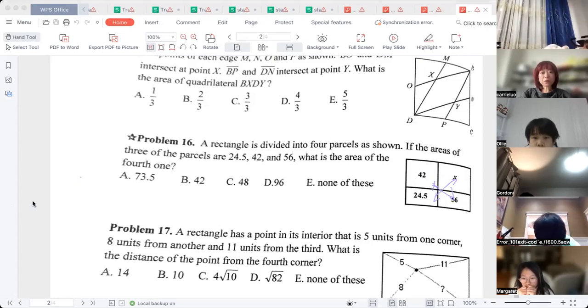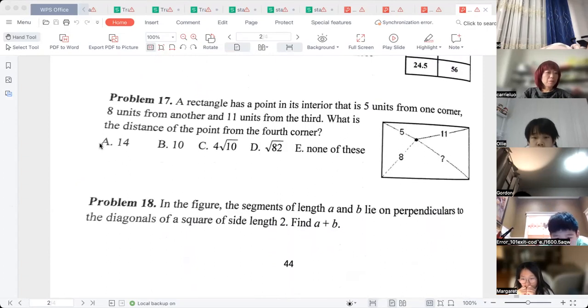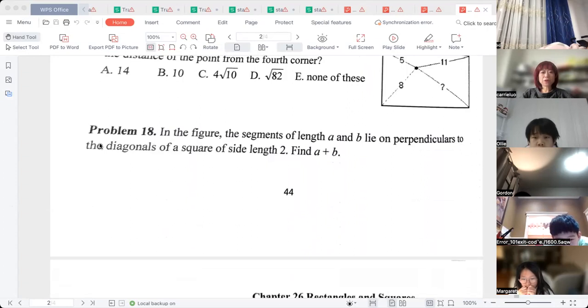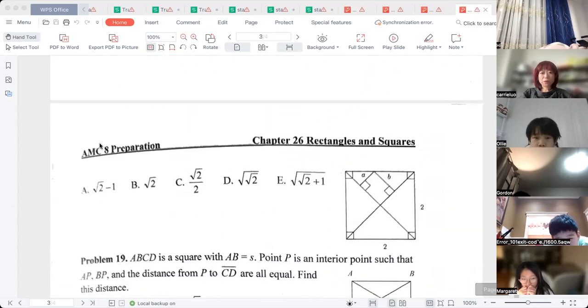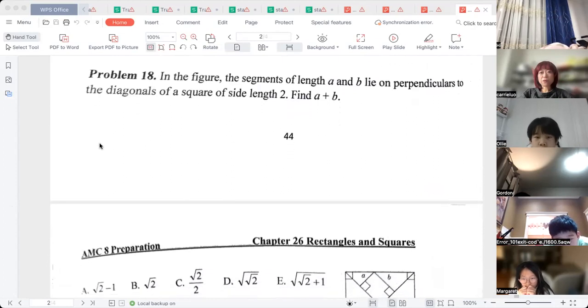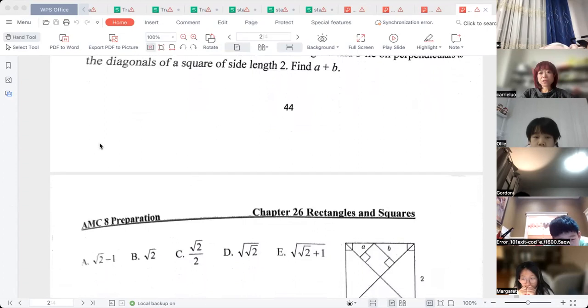Okay, this question we're not going to use any more time to explain. So let's take a look at number 17. 17 is the same thing. We just leave it open. I think everybody should know how to do it. Please, number 18. Okay, in the figure. So the figure is down below. The segment of length AB lie on the perpendiculars to the diagonals of a square of the size 2.